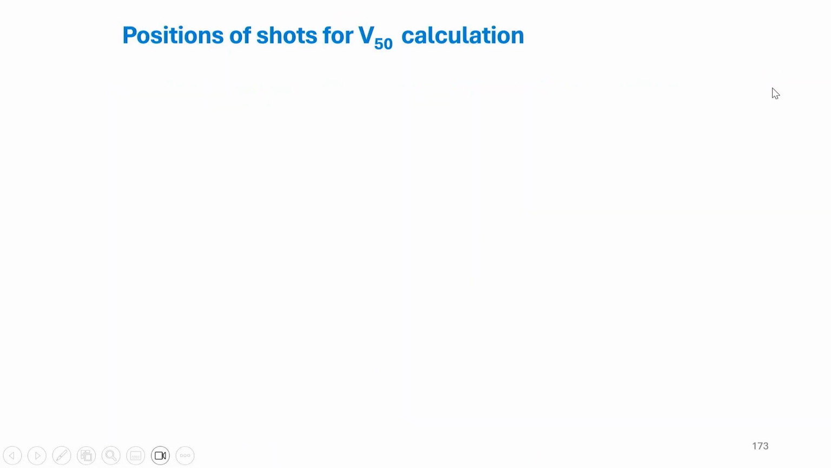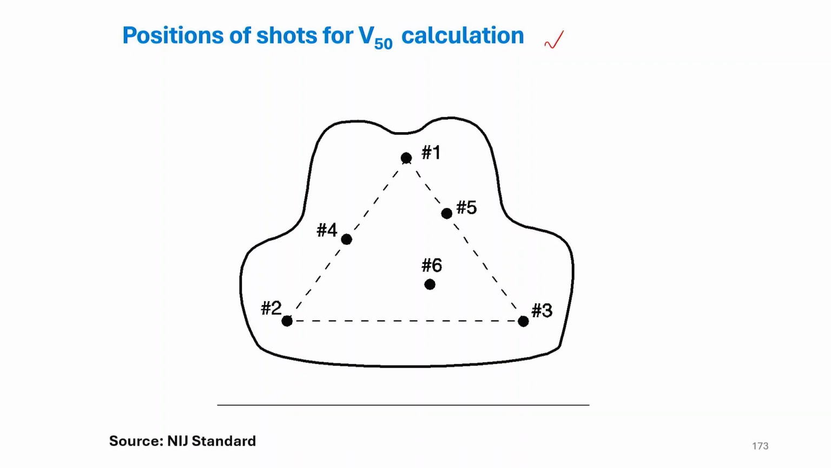So, for the positions of the shots for V50 calculation, there should be some specific positions. Now, we can see as per the NIJ standard, these are the positions. Here they cannot all be shot at the center zone. So, it will be distributed.